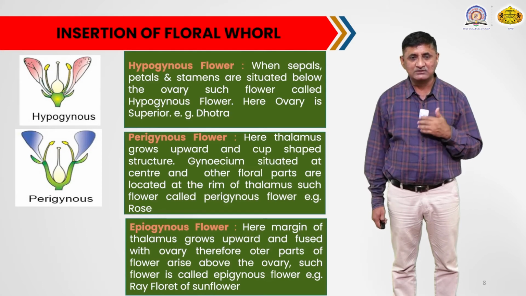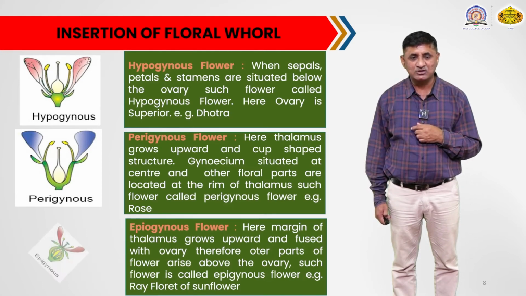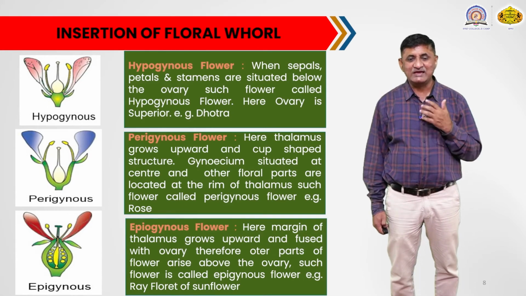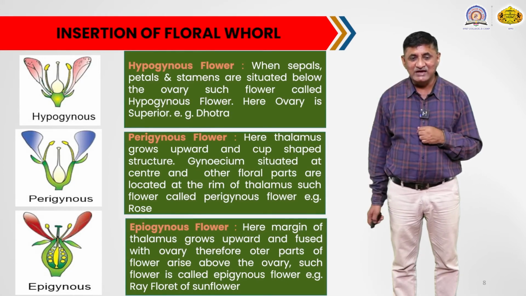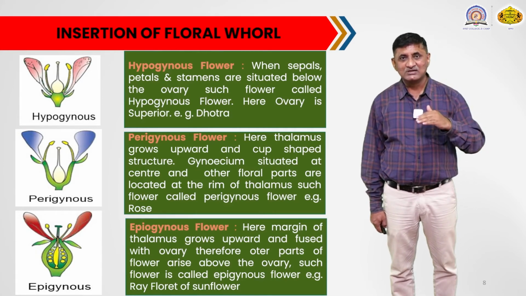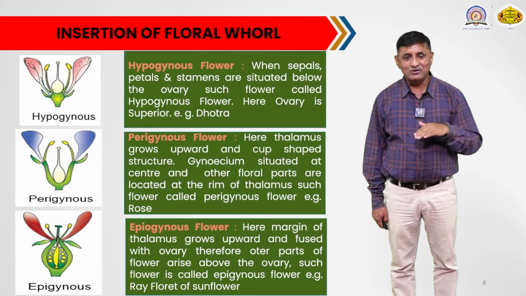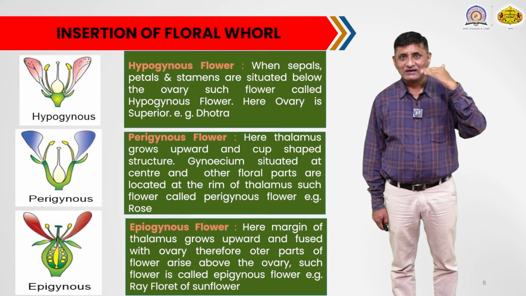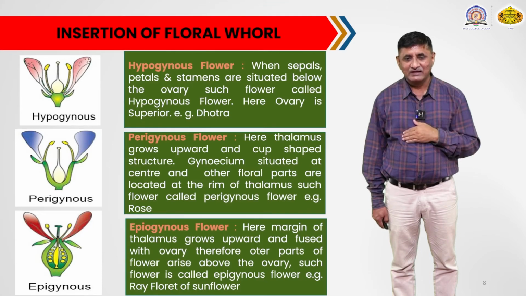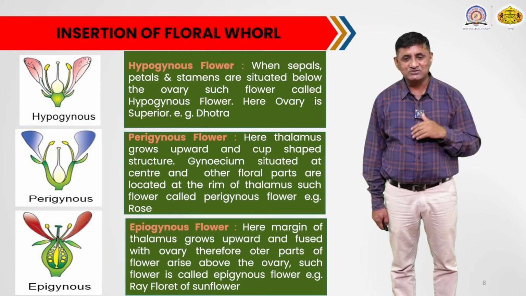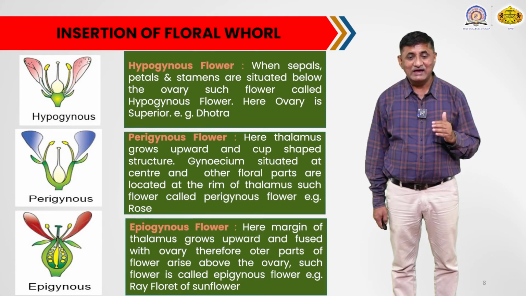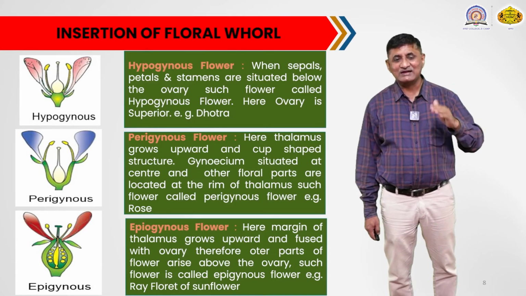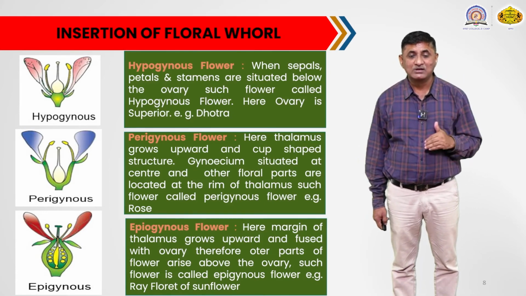The third kind of flower on the basis of insertion of the floral parts is called an epigynous flower. Here the extended thalamus gets fused and entirely covers the gynoecium, and that is why the gynoecium is completely at the lower level, and all the other parts rest on the tip on the upper side. Here the margins of the thalamus grow upward and fuse with the ovary. Therefore, the parts of the flower arise above the ovary, and the ovary is below all other parts.